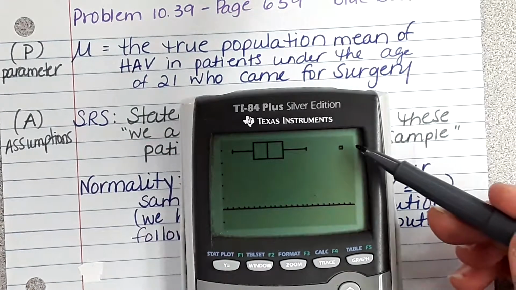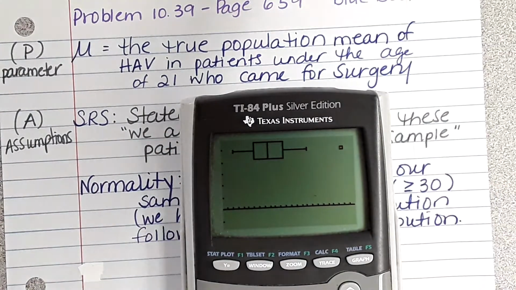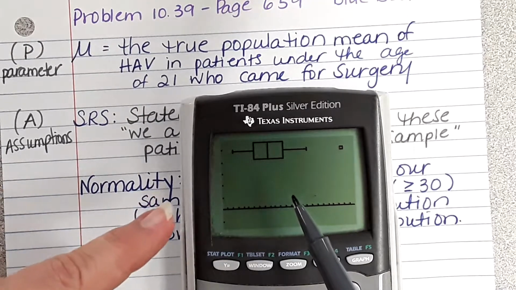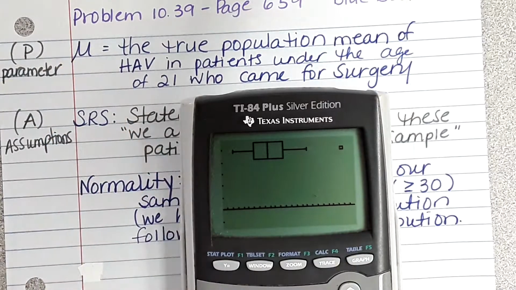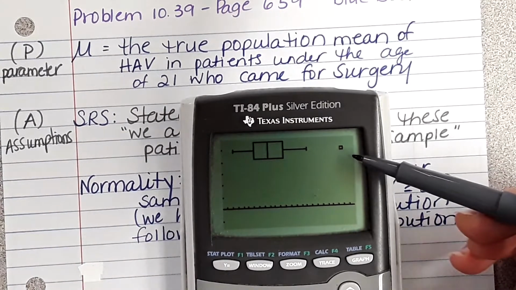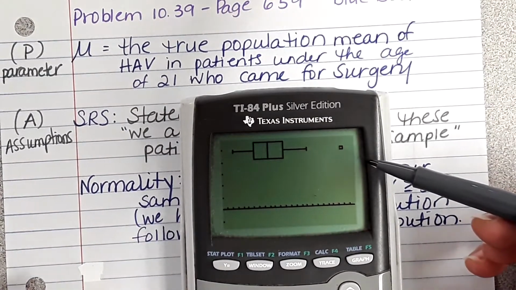And I do have one outlier. So I need to say that, right? Even though I have one outlier, CLT applies, and the rest of the data is approximately what? Symmetrical. That's a beautiful box plot. It's not great, but it's beautiful. But we do need to say there is an outlier. We have to talk about that.